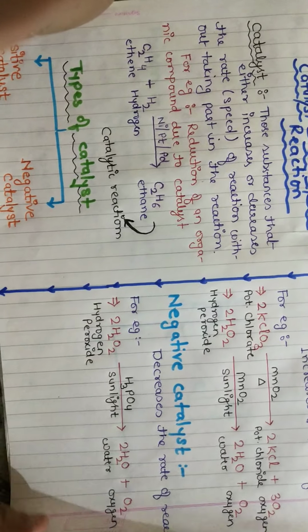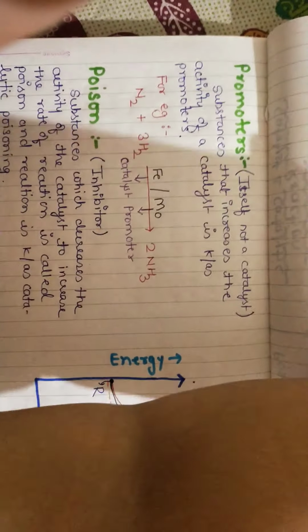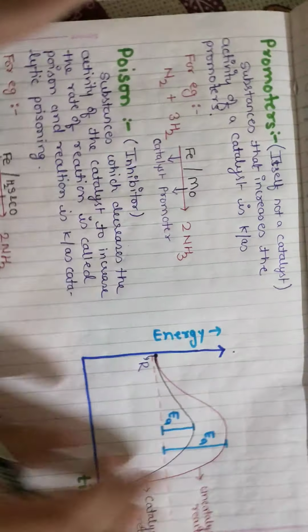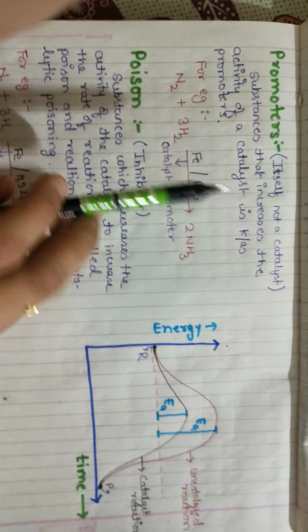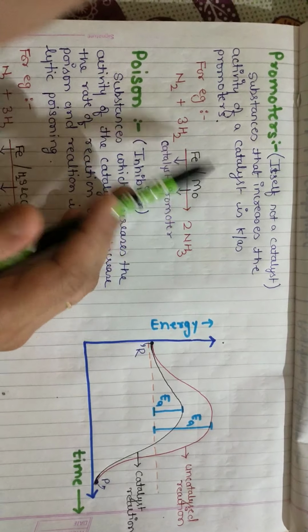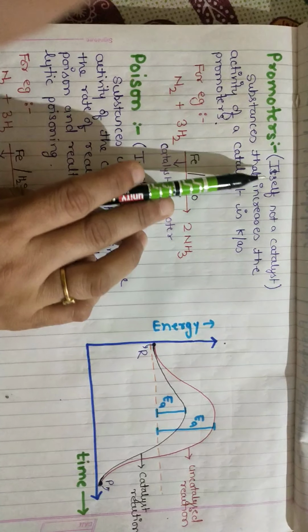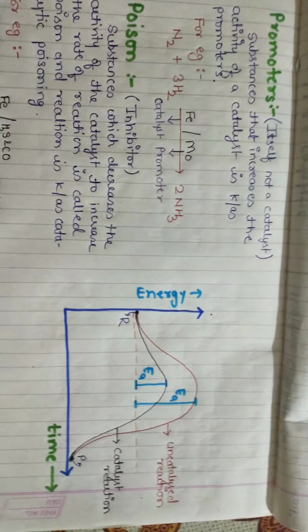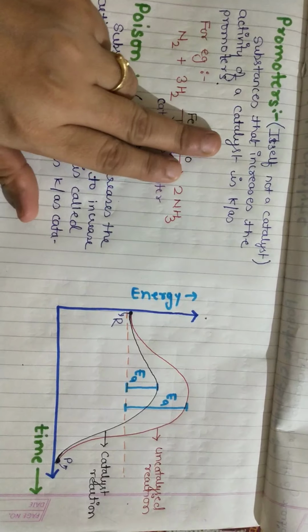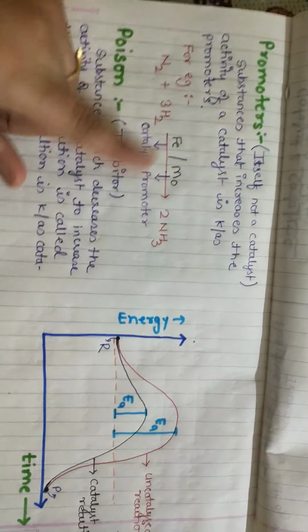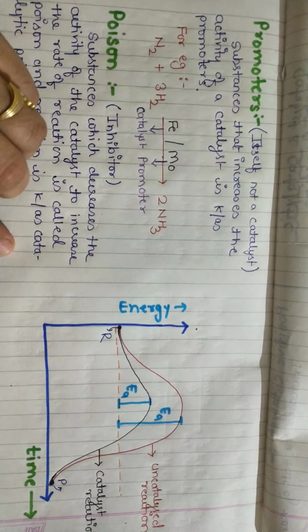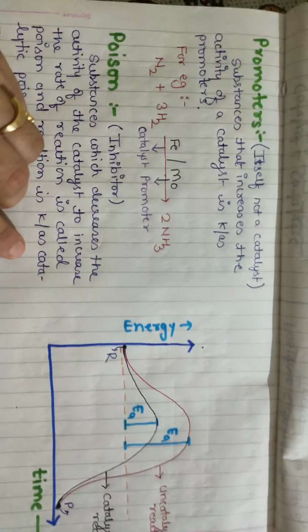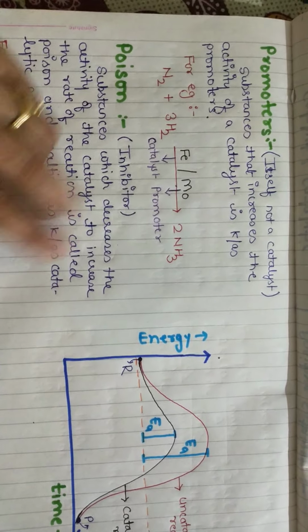Okay, now what are promoters and poison? There are many factors which affect the rate of reaction. Suppose we talk about promoters, what are they? Itself not a catalyst. That means they are not a catalyst. So what are they? The substances which increase the activity of a catalyst. Means there are substances which actually increase the activity of a catalyst also. So they are known as promoters.